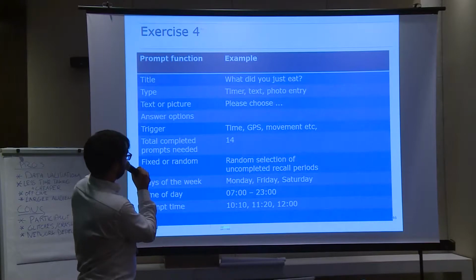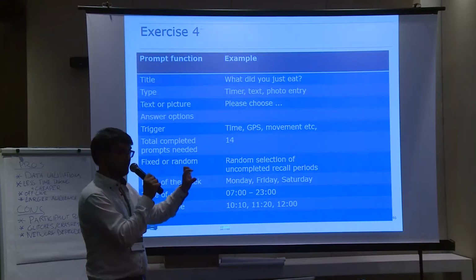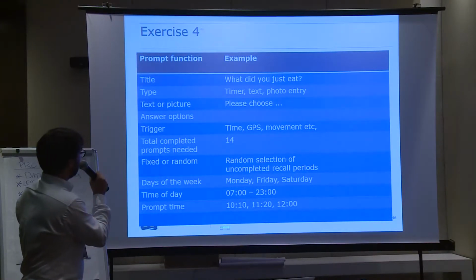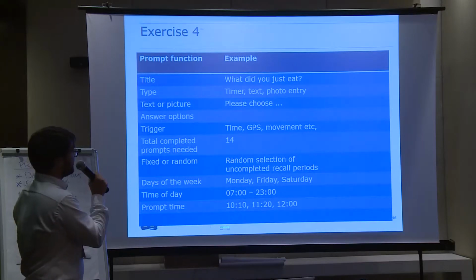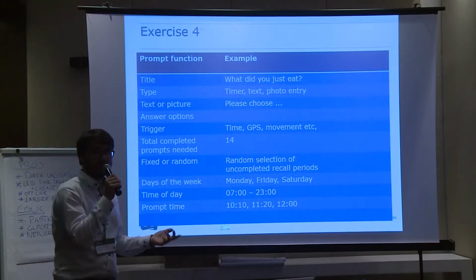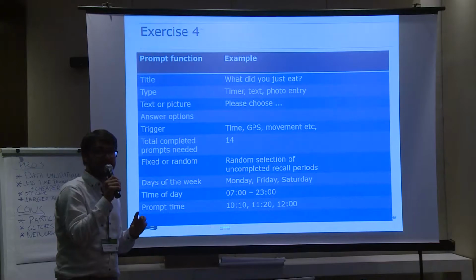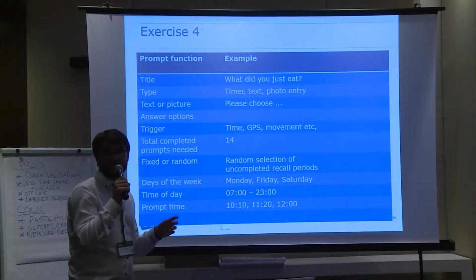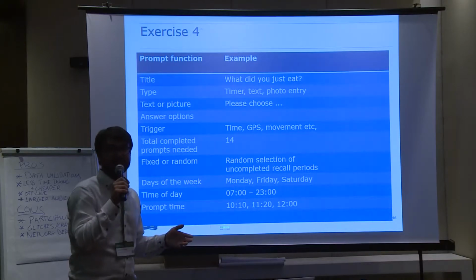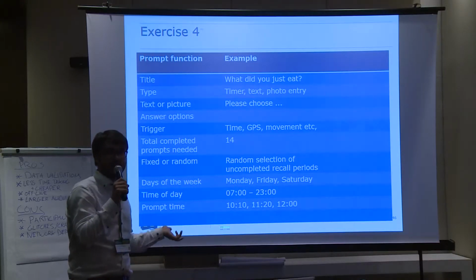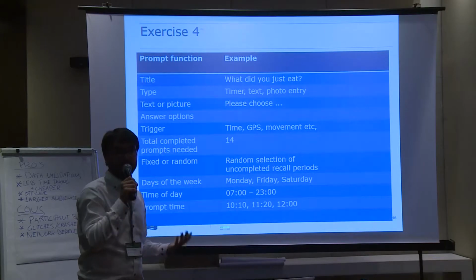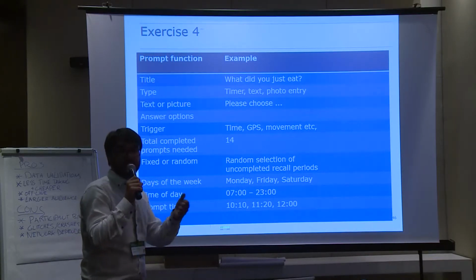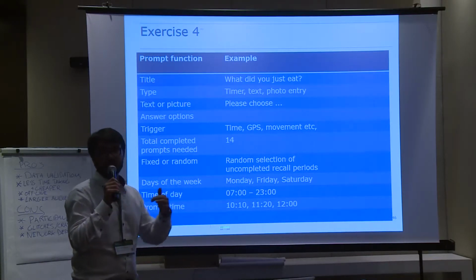So for example, a title: what did you just eat? Is this the prompt that came up? You need to know what type it is. You can have a timer, a text, a photo entry. I think most people here also asked about food consumption, and then I think it should be open text in these cases. We usually use food lists, so we know what kind of food can be bought, and then they can search for it, for example, or we just give a multiple choice answer.